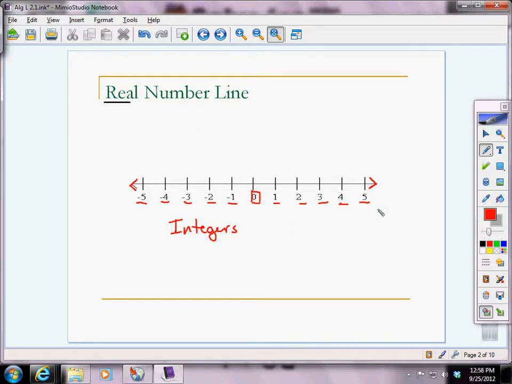Real numbers consist of all of these integers. Real numbers also take care of the decimals and the fractions. -3.5, 2.5. Okay. Even right here, if we want to say that this was like 3/4. Okay? So all of these integers, again, that we show here on this number line, all of these decimals and fractions, those are all called rational numbers.